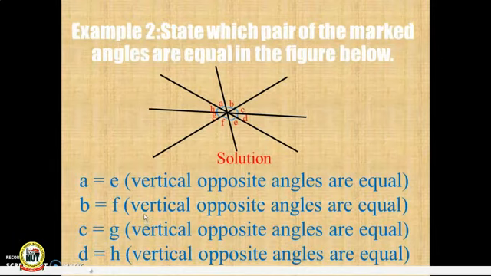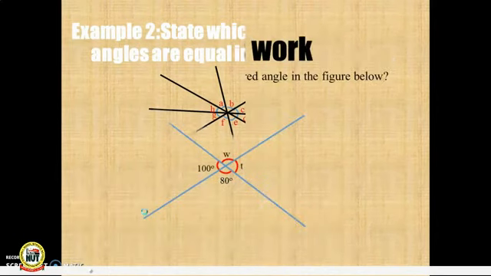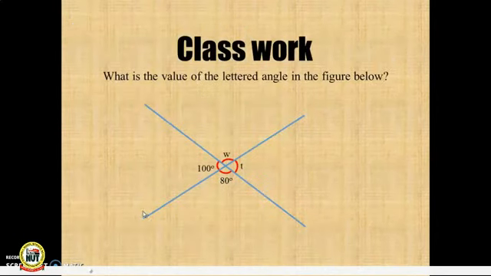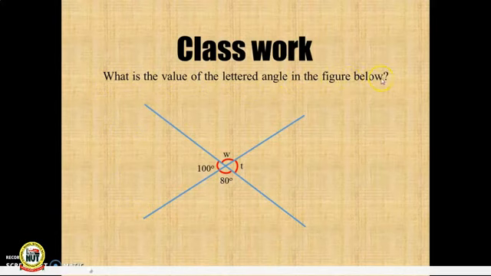So let's go to the next example, which is going to be very interesting. Now you have here your classwork. What is the value of the lettered angle in the figure below? I have the lettered angles to be angle T and angle W. You have angle 80 and angle 100 degrees. So which one is equal to which one? Is W equal to 100? Is W equal to 80? Is T equal to 80? Is T equal to 100? So this is your classwork. I expect your response as far as this classwork is concerned.